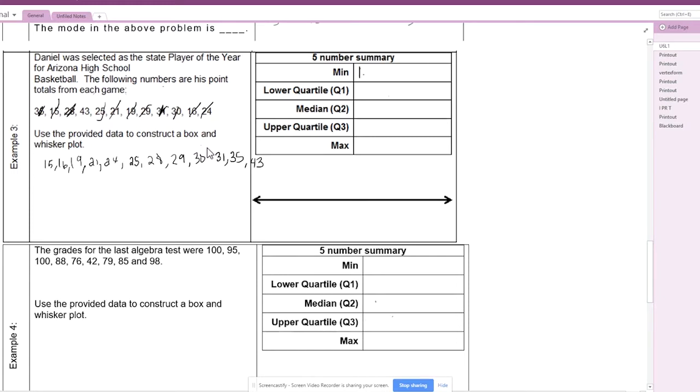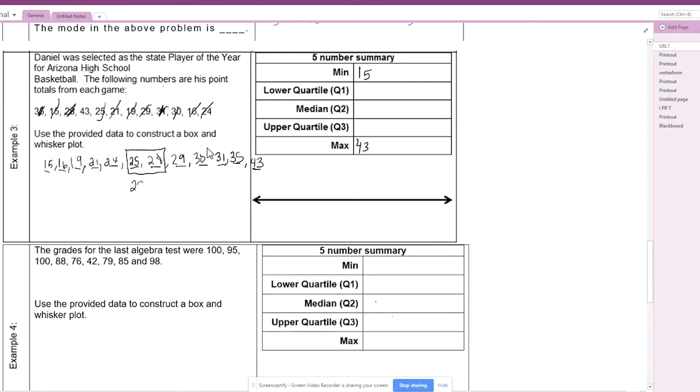Our min is now 15. Our max is 43. Our lower quartile, well, let's find our median. So let's go in. 1, 2, 3, 4, 5, 6, 7. So there is no number in the middle. So we have to add these two. So we got 1, 2, 3, 4, 5, 1, 2, 3, 4, 5, 6 is in the middle.